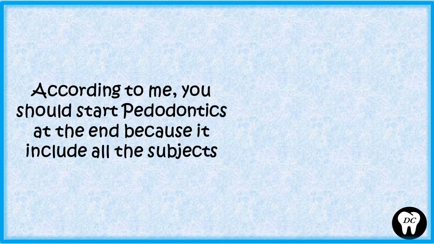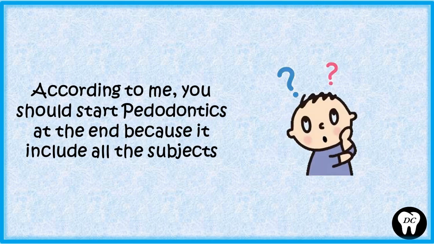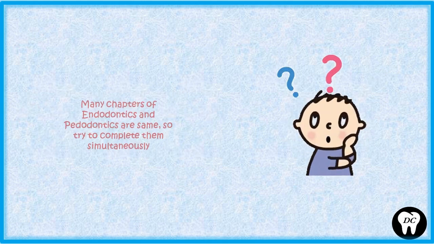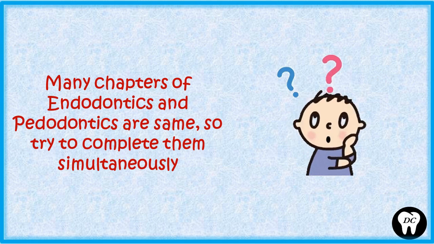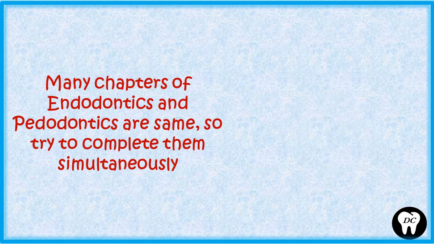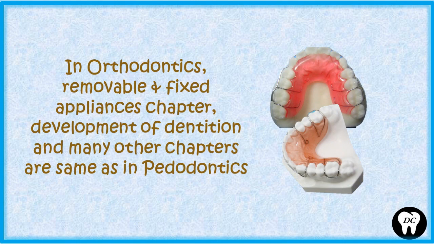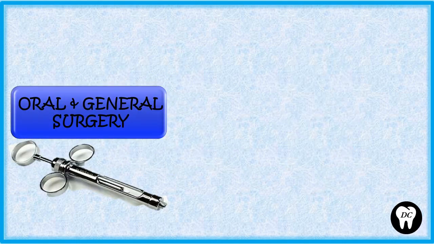According to me, you should start periodontics at the end because it includes all the subjects. Many chapters of endodontics and periodontics are the same, so try to complete them simultaneously. In orthodontics, removable and fixed appliances chapter, development of dentition and many other chapters are the same as in periodontics.